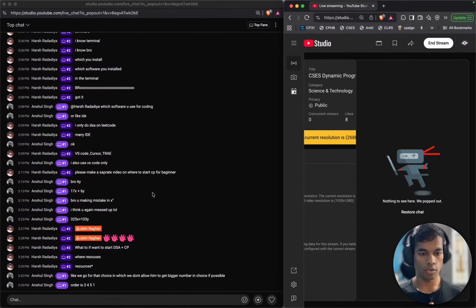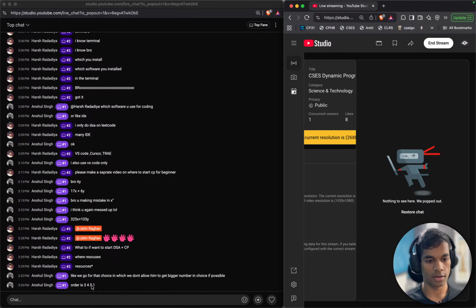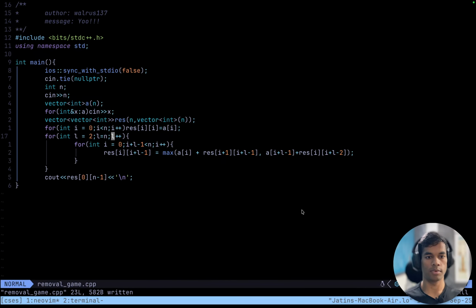Order is 3 4 5 1. So Alice goes with 3, then Bob goes with 4, then Alice goes with 5, then Bob goes with 1, and Alice has 3 and 5, and Bob has 4 and 1.